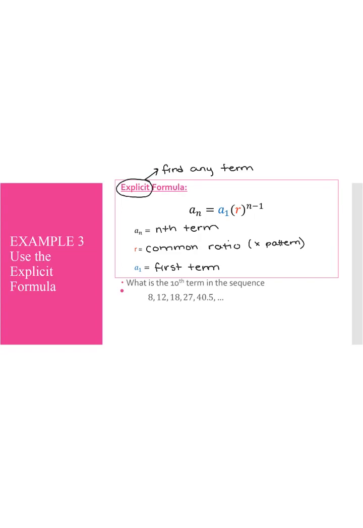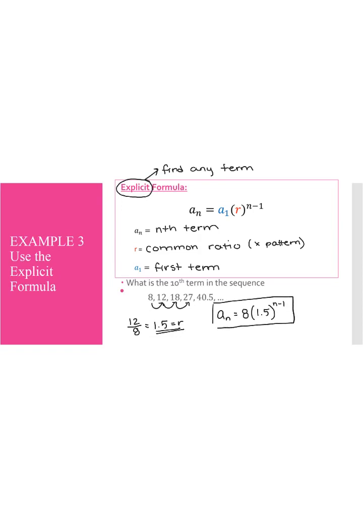It says, what is the 10th term of the sequence? Well, first, I want to know what is the pattern. I don't know off the top of my head what to multiply 8 by to get 12. So again, I can utilize that option where I take 12 divided by 8, and that gives me 1.5. That is my common ratio. Now I can write a rule because I know my first term is 8 and my common ratio is 1.5 to the n minus 1.